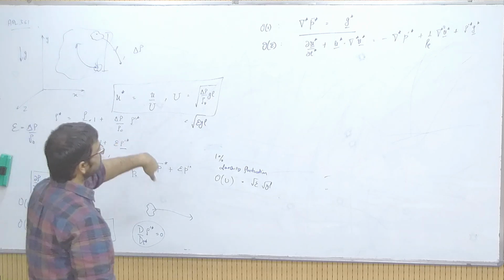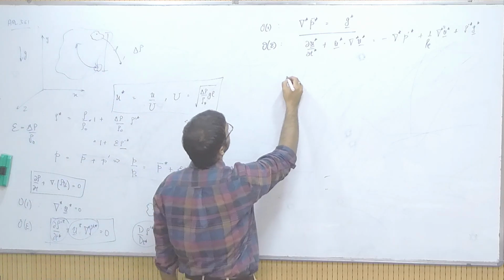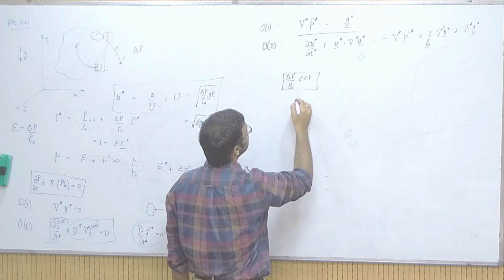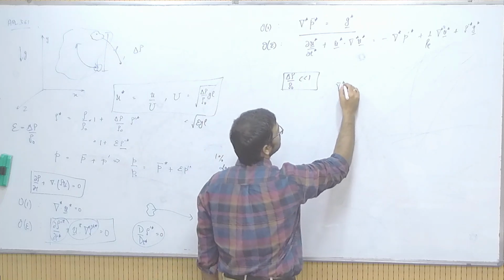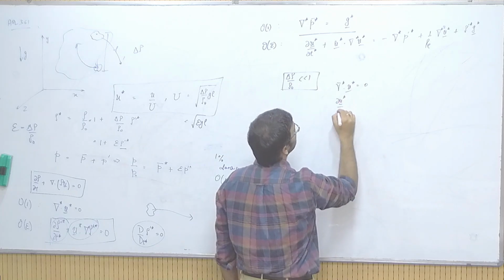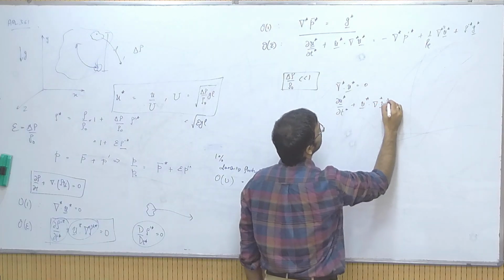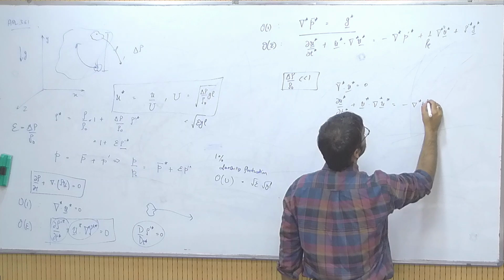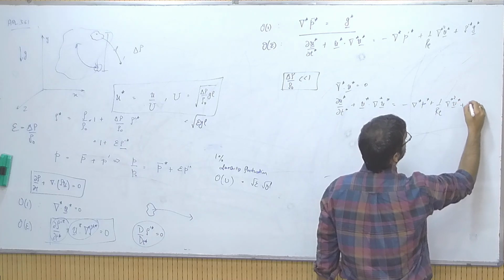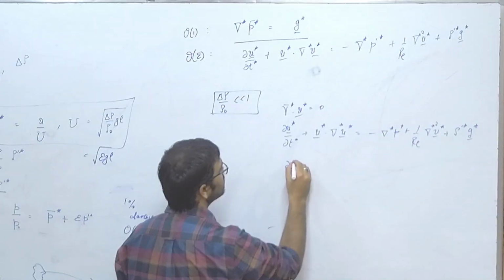So these kind of systems are governed by the equations. If you want to look at the flow in this kind of system, given that delta rho by rho naught is much less than 1, then the equations are del star dot u star equals 0, then the momentum equation, and then the density equation.